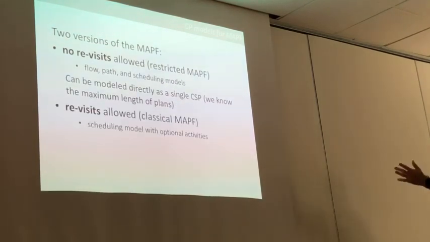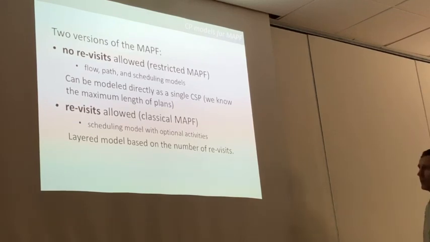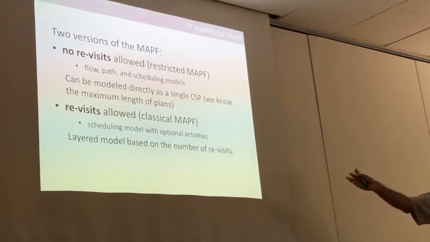Okay? But obviously, if you want to solve the classical multi-agent pathfinding, we need to allow revisits. Okay? And I will show you the model how to do it, which will also be a layered model, but the layers will be different here. The layers will be based on the number of revisits rather than the number of time steps, which has a different time complexity, because in SAT you need the number of layers corresponding to time. So the longer the makespan is, the more layers we have. In this case, the makespan is not important, it's the number of revisits.